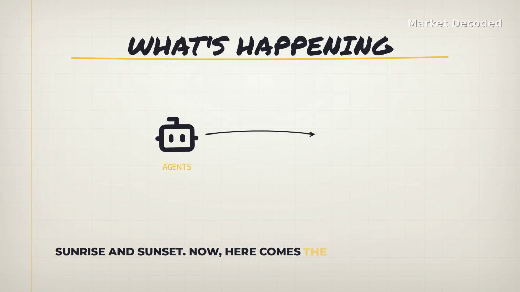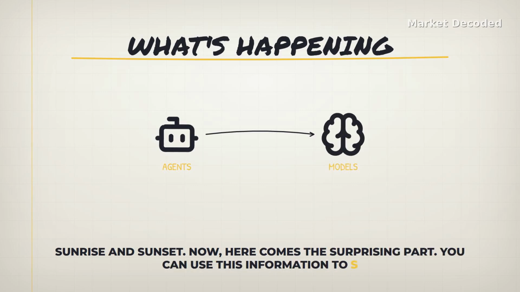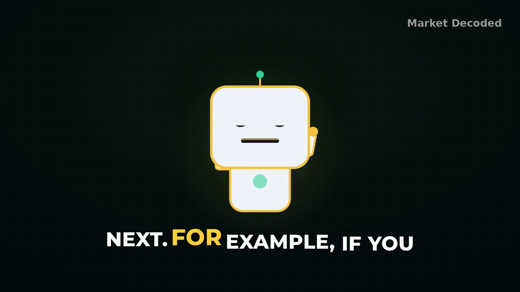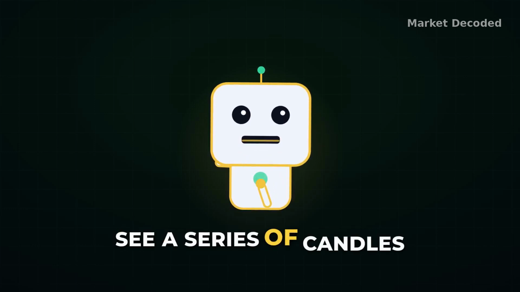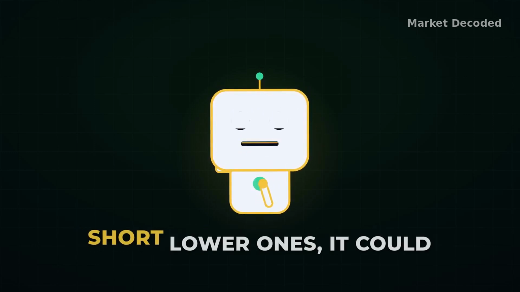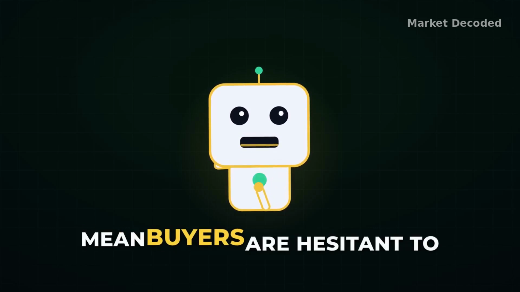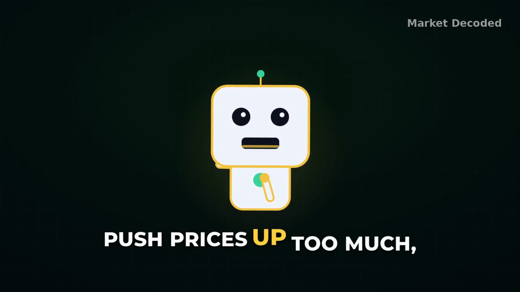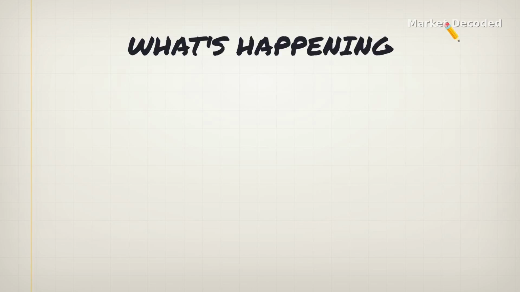Now, here comes the surprising part. You can use this information to spot trends and patterns that might indicate where the market is headed next. For example, if you see a series of candles with longer upper wicks, but short lower ones, it could mean buyers are hesitant to push prices up too much, suggesting a potential downward trend.